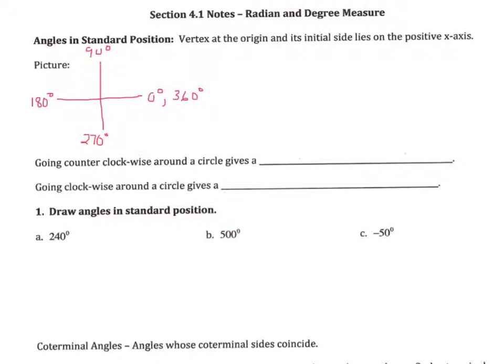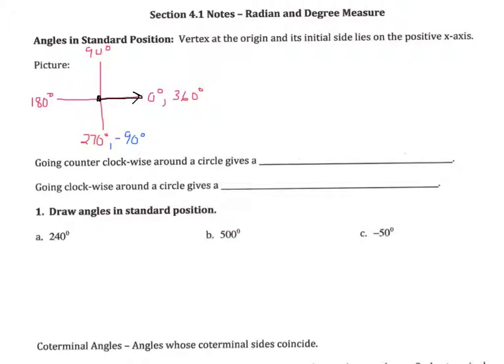And if we are traveling counterclockwise, all of our angles are positive. However, if we travel clockwise, our angles start to become negative, or we represent them as a negative angle. So, for example, 270 can also be represented as negative 90 degrees if I start from 0 and I travel clockwise. So, an angle in standard position always has its initial side on the positive x-axis, so at 0 degrees.